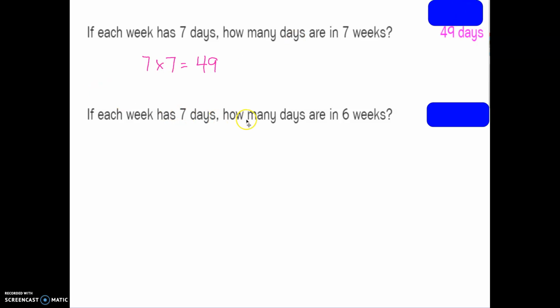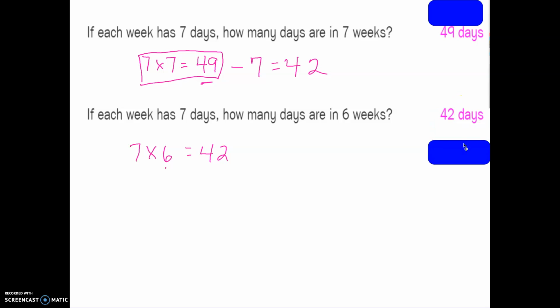Now, if each week has 7 days, how many are in 6 weeks? Well, let's use 7 times 7 as our helper fact to figure out 7 times 6. Here's 7 sevens for 49, but I only want 6 sevens, so I could take away a group of 7 and get 42. So 7 times 6 equals 42. So how many days are in 6 weeks? It would be 42 days.